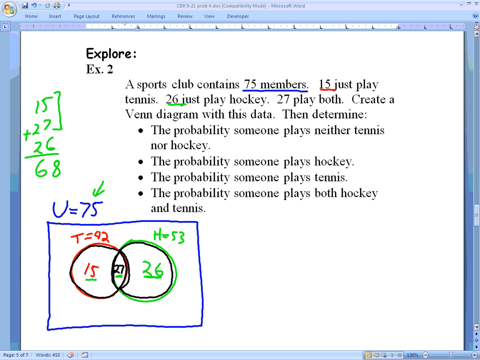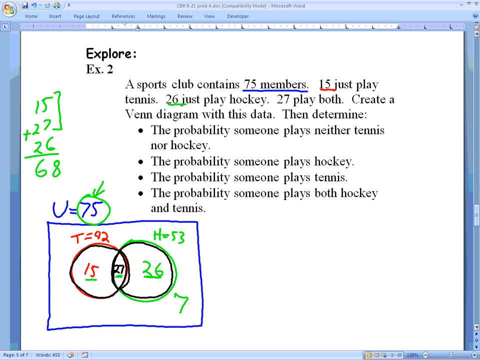So there's 68 folks somewhere in the circles, somewhere in the tennis or hockey set, which means that if I have 75 total, 75 minus the 68 means there's 7 people hanging outside the groups who are not part of tennis or hockey, but are part of the overall universe or sports club. Now I've labeled everything that's possible to be labeled on this Venn diagram, and I can start answering the bullet points.